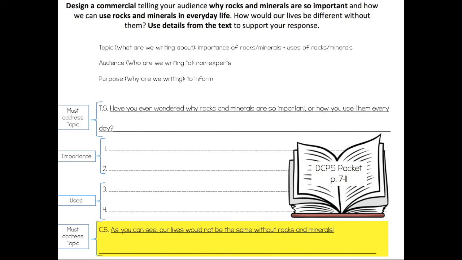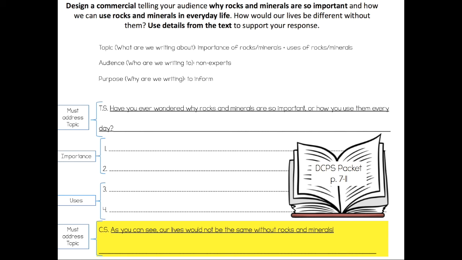Again, as amazing writers, this is your opportunity to get creative with the last message that your audience is going to hear about your topic, the importance of rocks and minerals, and the uses of rocks and minerals. I encourage you to try out a varying sentence type, whether it's another question, an exclamation like mine, or a command telling your reader to do something.